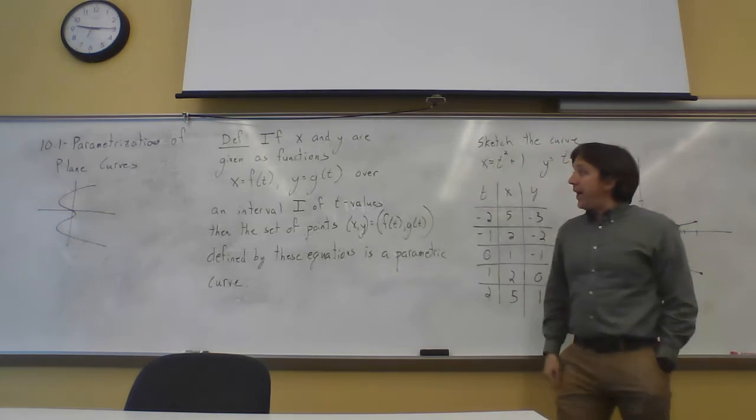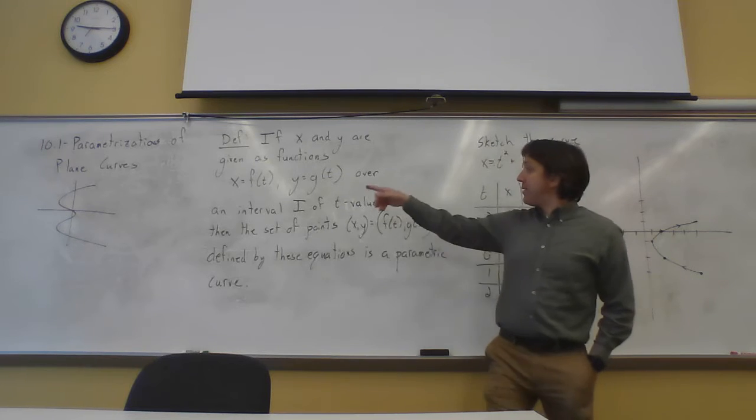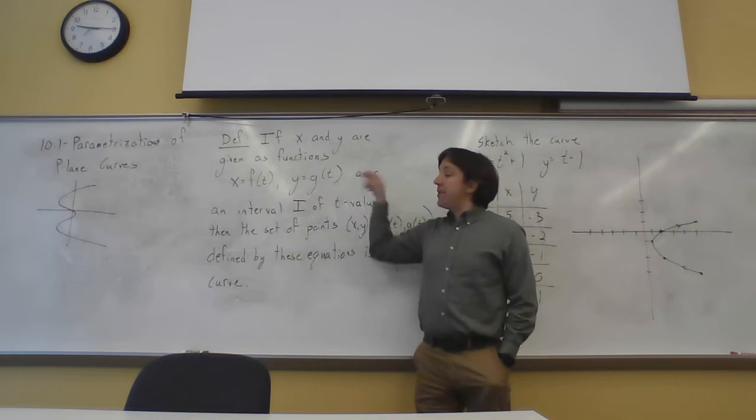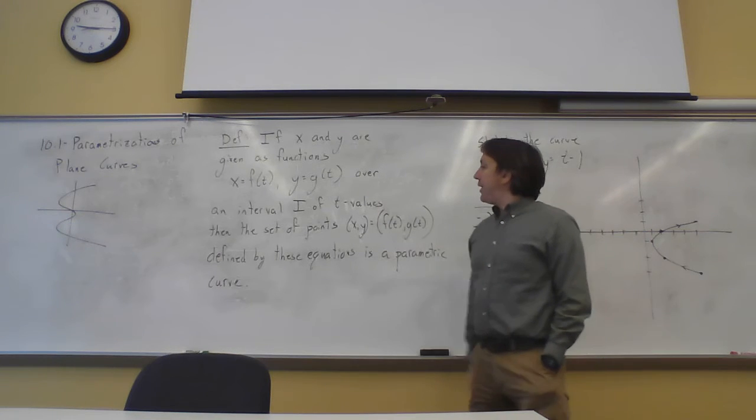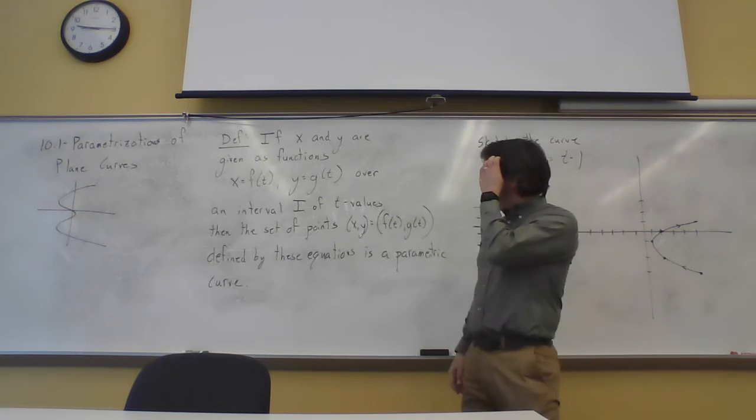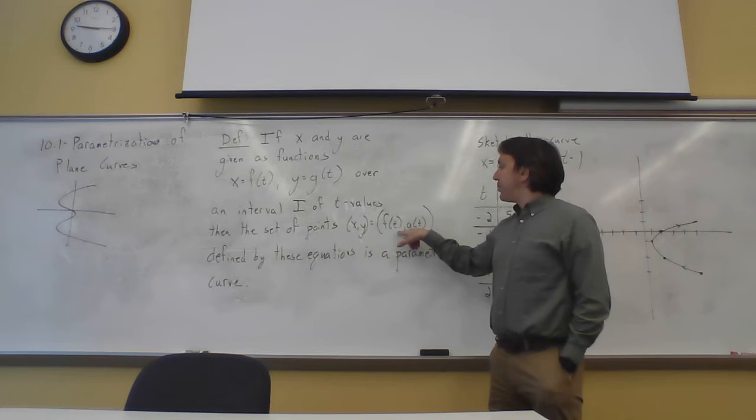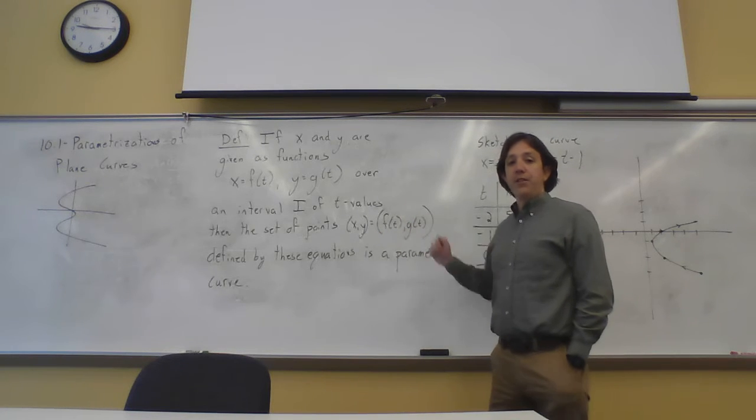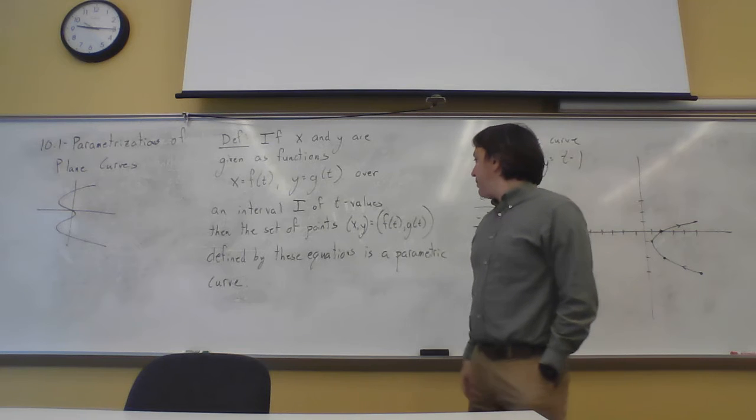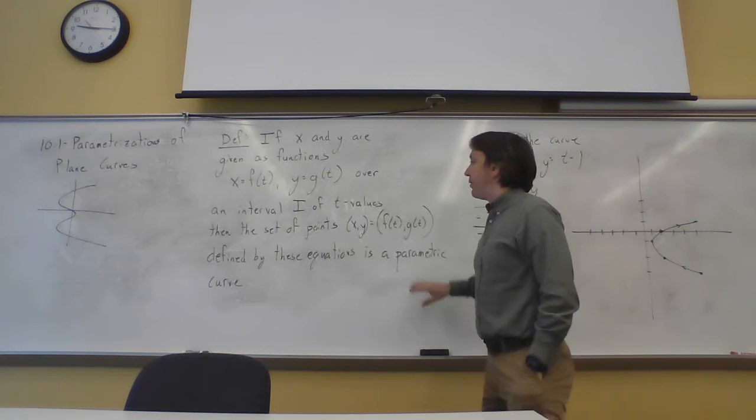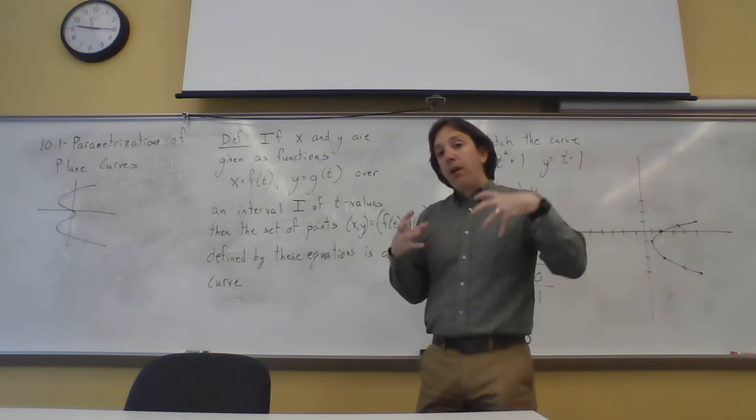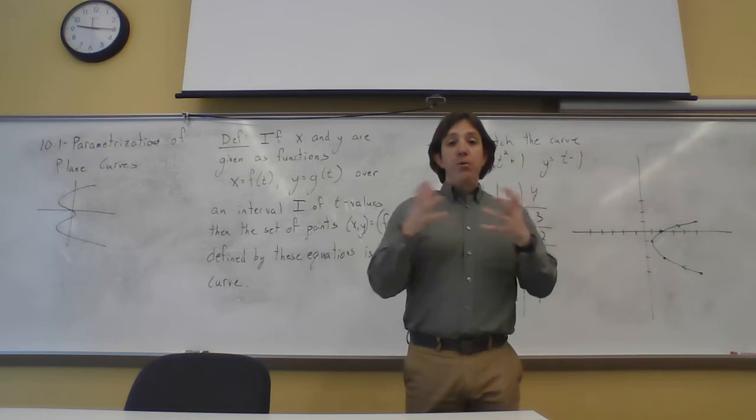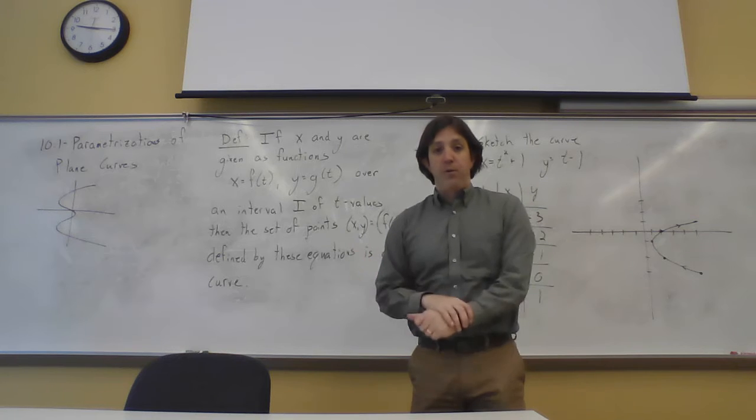Definition: if x and y are given as functions, where x is a function of t and y is a different function of t, although I guess they could be the same, over an interval I of t values, then the set of points (x, y) equal to these two function values, f of t and g of t, defined by the equations, is a parametric curve. So we're just going to define all of our ordered pairs using two separate functions for each ordered pair.